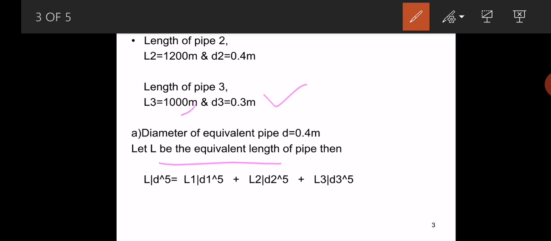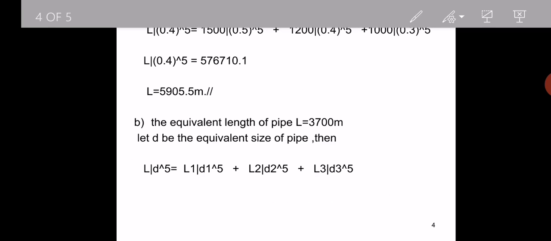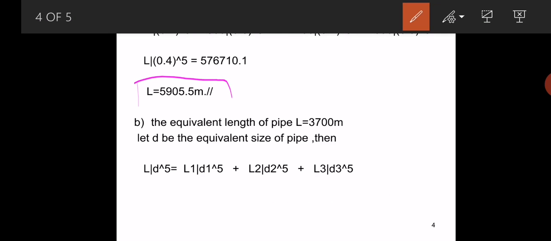The basic formula, after deriving the equations, is L by D to the power 5 is equal to L1 by D1 to the power 5 plus L2 by D2 to the power 5 plus L3 by D3 to the power 5. We substitute the above values in this formula, L1 equal to 1500, L2 equal to 1200 and L3 equal to 1000, then we get the L value as 5905.5 meters. This is the equivalent length for the given diameter of the pipe.